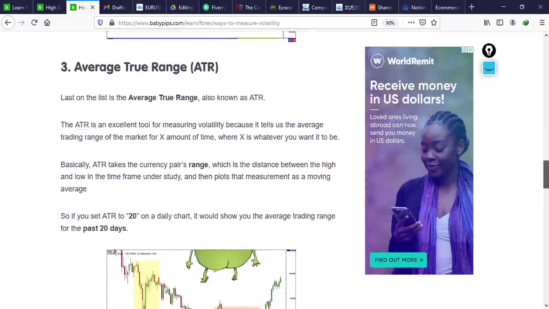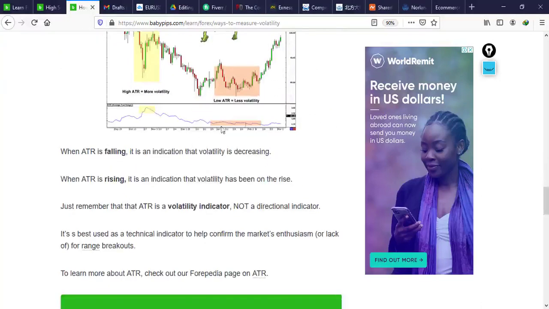Now the next one is average true range. The ATR is also an excellent tool to measure volatility in the market. Basically it takes the currency pair's range, which is the distance between the high and the low in the time frame, and then it plots that measurement as a moving average. So if you set the ATR to 20 on a daily chart, it will show you the average trading range for the past 20 days.